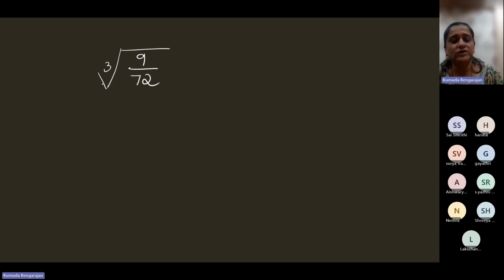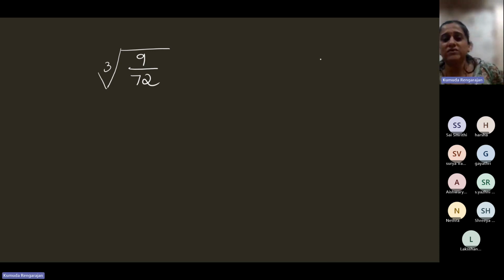Why irrational? Because we can see the cube root symbol. But let's see if we are right. Before we comment if a number is rational or irrational, you need to simplify the number. You need to find the real value of the number.